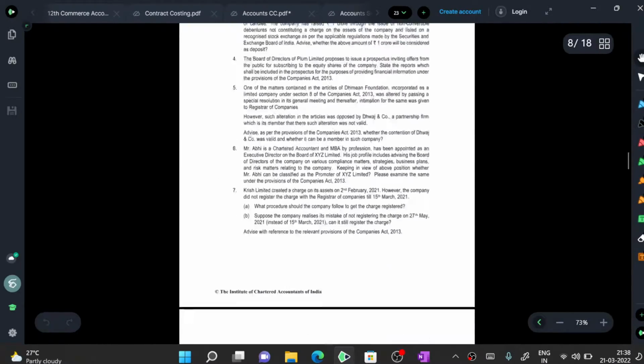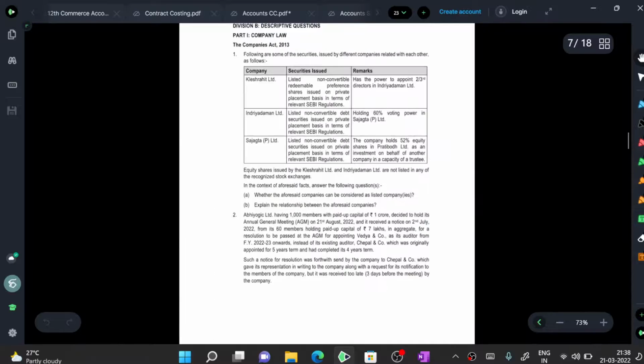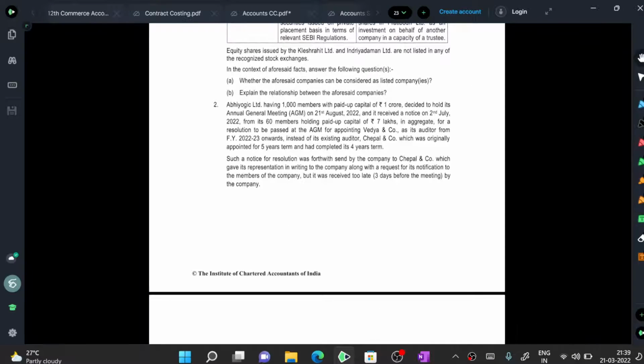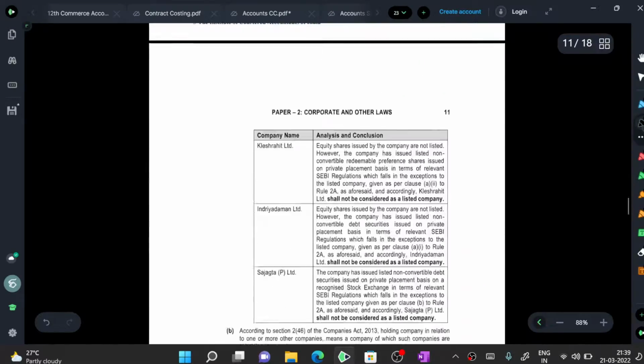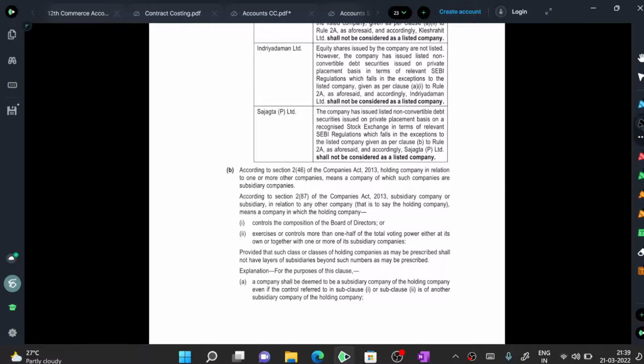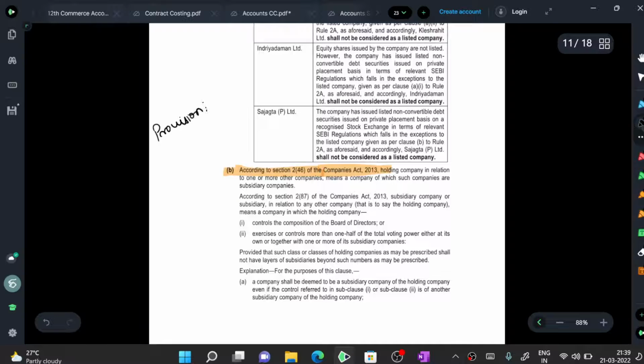This is our RTP, the law RTP. Let us see the second question. Look, the second question is given: resolution, notice of request. It is a Companies Act question, and we will see how its answer is presented. We'll see the presentation of the answer. Here it is. First, they mention the section of the Companies Act. As we will do in the provisions, Section 2, sub-section 46 of the Companies Act 2013, simple.